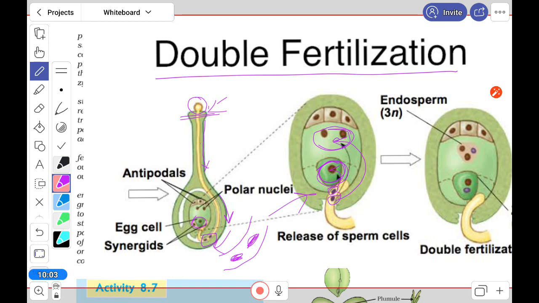So after that, the embryo will form here. The embryo will form from the zygote, and this endosperm here, it is written, will give the food. It provides the food to the embryo. So this is the diagrammatic way that I explained fertilization.